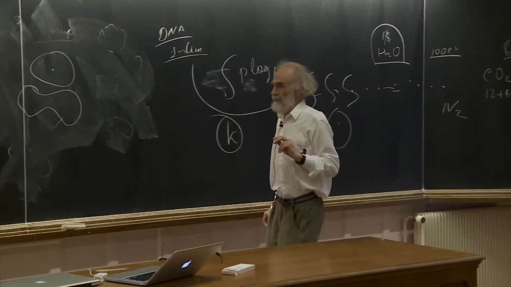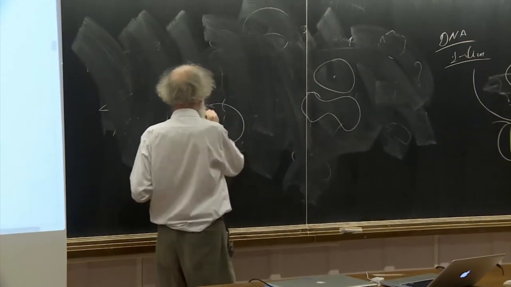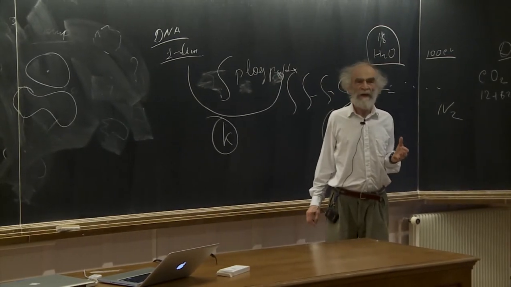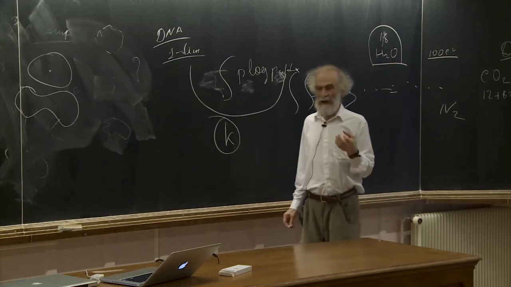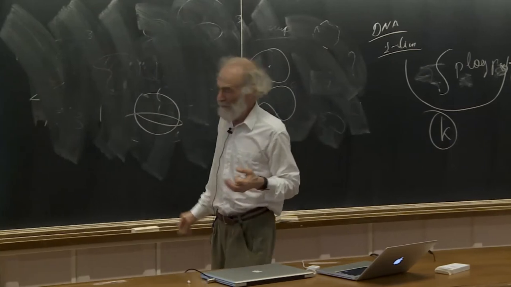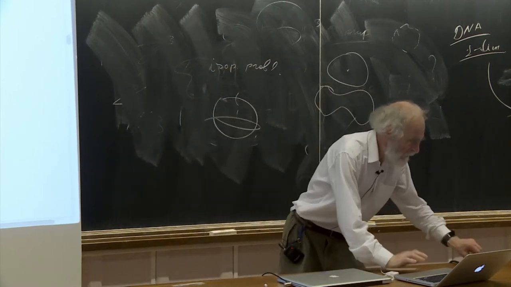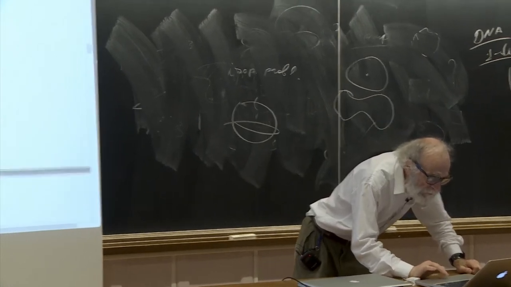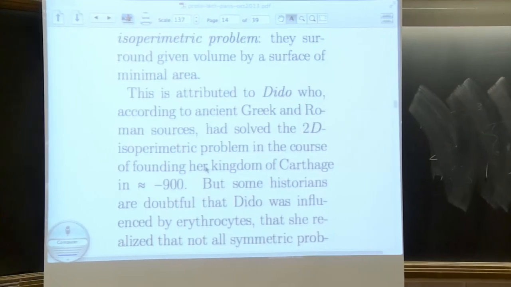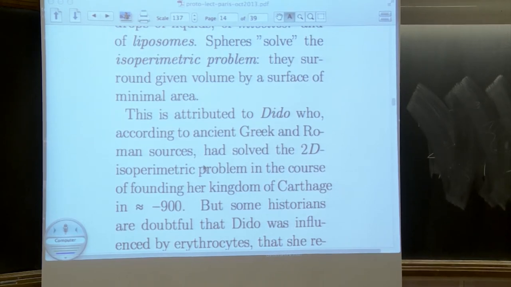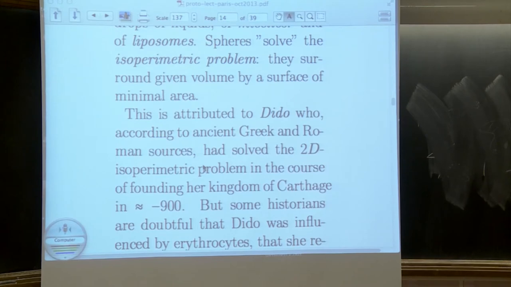Now we are much more acquainted with spherical symmetry, and we all know of soap bubbles, and these soap bubbles are spherical. And then we say, we even understand why they're spherical, because they solve the isoperimetric problem. And I have a little discussion on that. Historically, it's a kind of interesting problem. That's quite old, but somehow it was not influenced by erythrocytes. And for erythrocytes, we still don't know what happens.